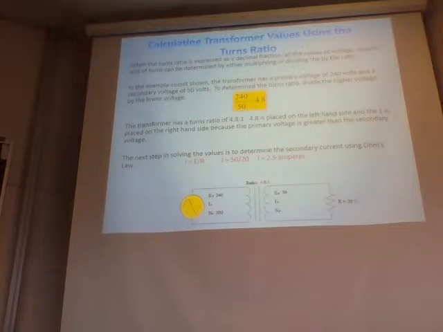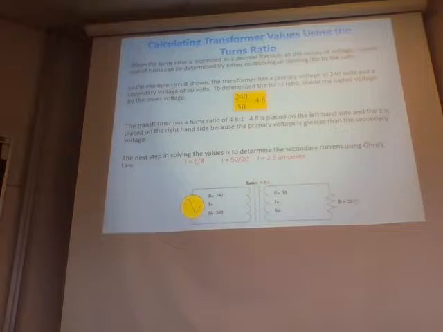In the example circuit, the transformer has a primary voltage of 240 volts and a secondary voltage of 50 volts, 240 and 50. So the turns ratio, divide the higher voltage by lower voltage, 240 divided by 50. So you get a turns ratio of 4.8 to 1. So 4.8 is placed on the left side and 1 is placed on the right side because the primary voltage is greater than the secondary voltage.